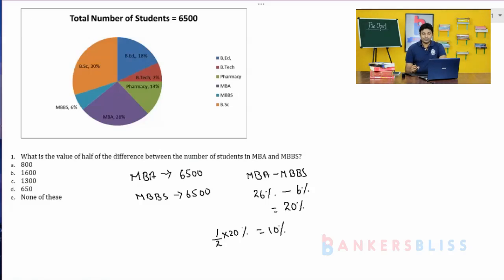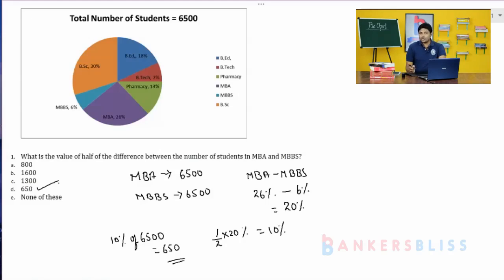So 26% minus 6% is equal to 20%, and the question asks us to calculate half of the difference, that is half of 20%, 10%. Now 10% of 6,500 is equal to 650. Very simple, you can solve the problem orally. Here option D is the right answer. 10% of 6,500 is 650.